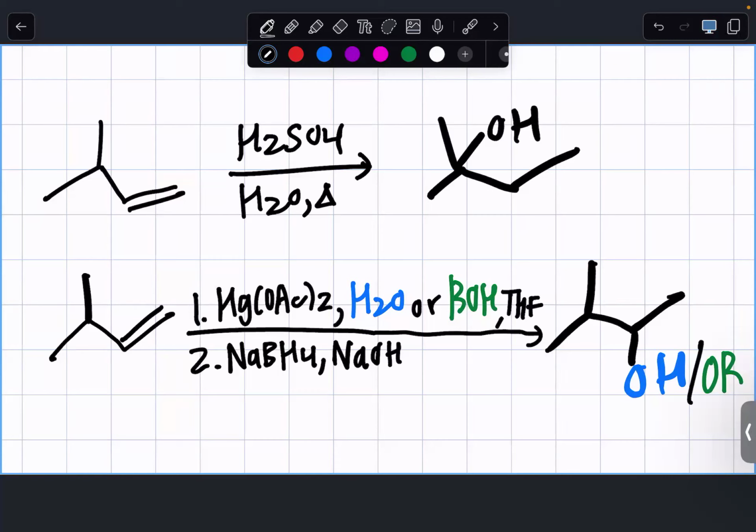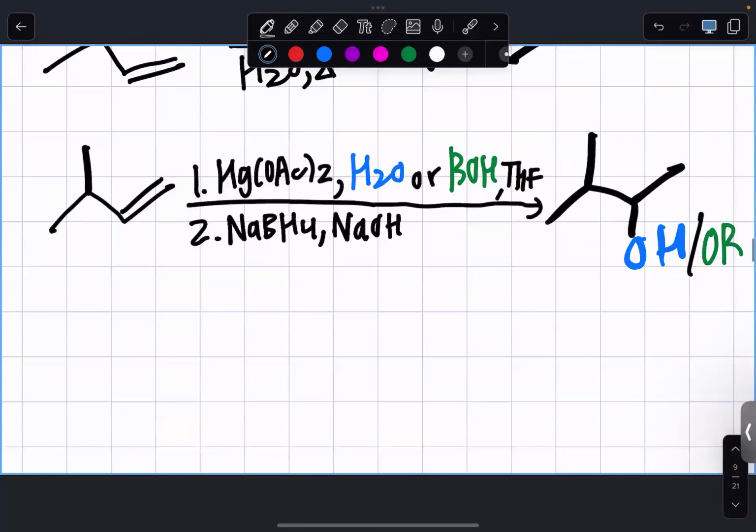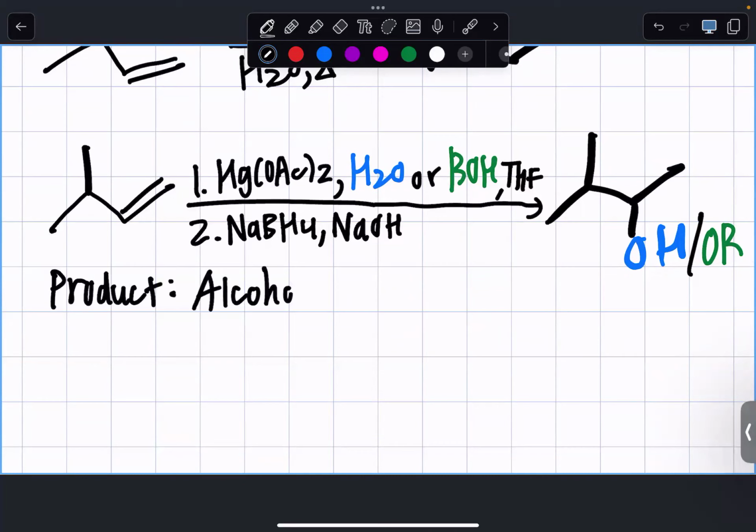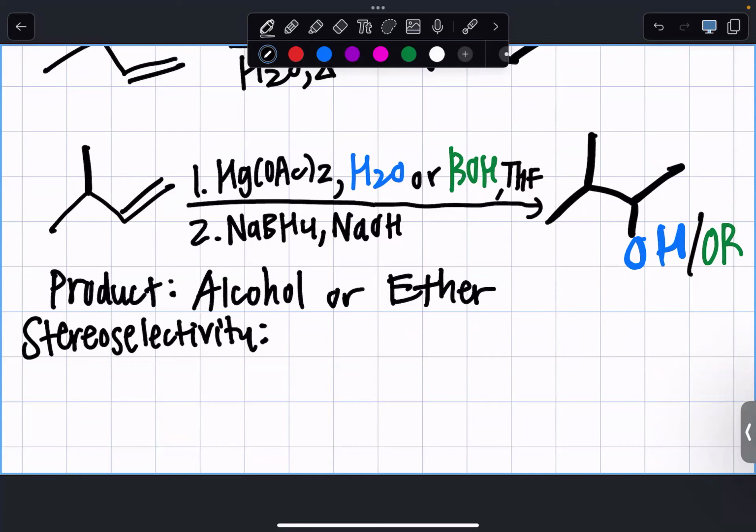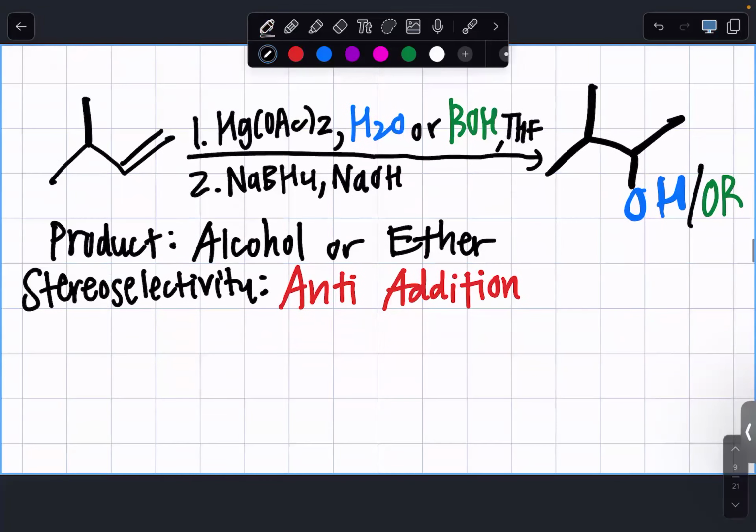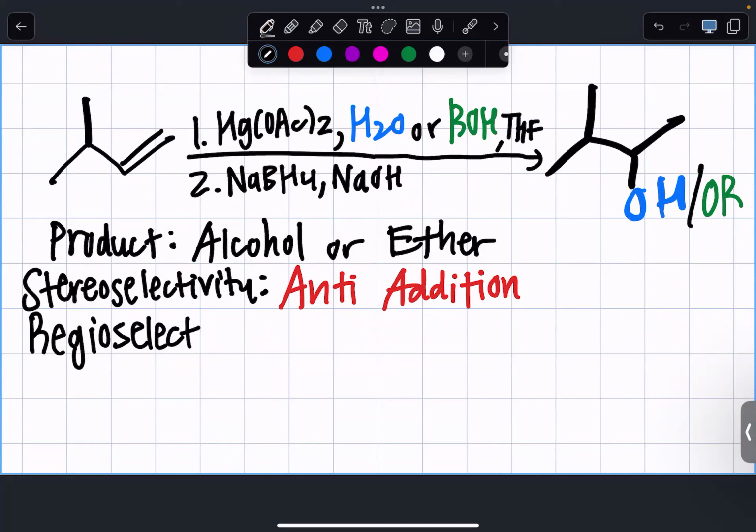Yeah, this reaction would be also Markovnikov, right? So the product for oxymercuration is either going to be an alcohol or ether. The stereoselectivity is going to be anti-addition, and we will see that in the mechanism, where the OH or OR is anti to the mercury. The regioselectivity, we said it was Markovnikov because the OH or OR attaches to the more substituted side of the alkene.